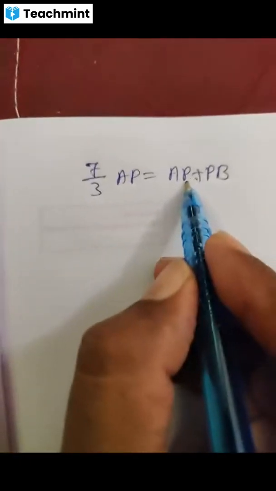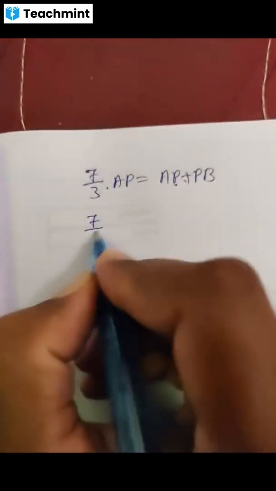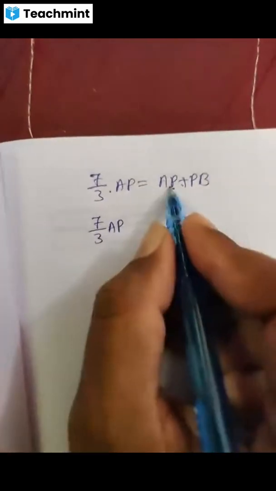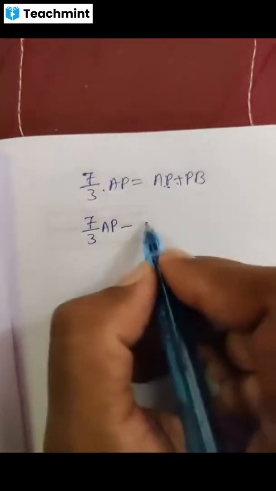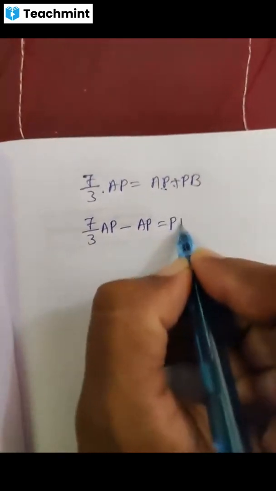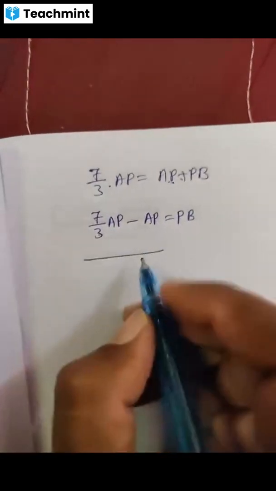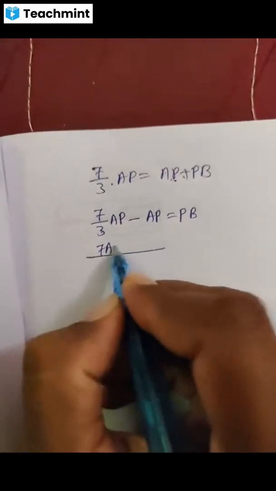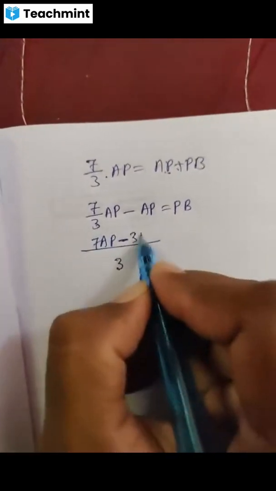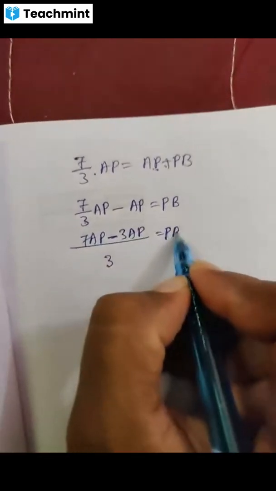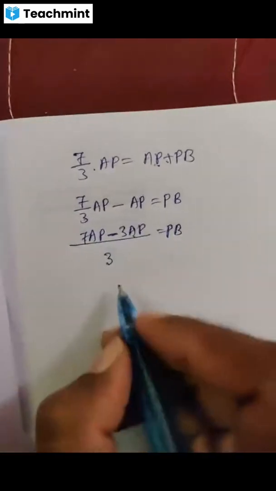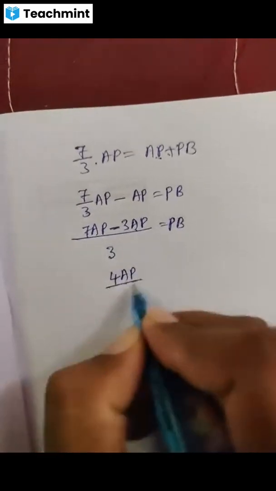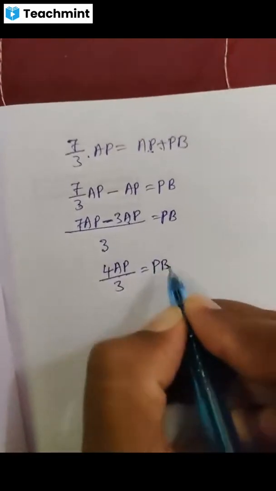Okay. See, this was because of equation number 1. Take this AP to the left side, because things which are alike are brought to the same side. So AP is equal to PB, by LCM, 3 is the LCM. 7 AP minus 3 AP is equal to PB. So 7 AP minus 3 AP is what? 4 AP divided by 3 is equal to PB.